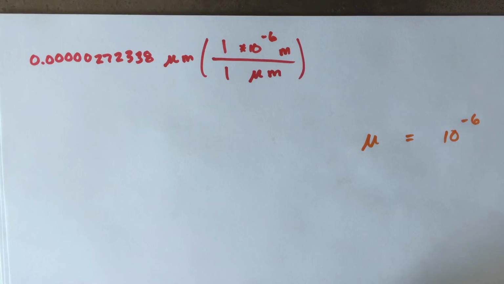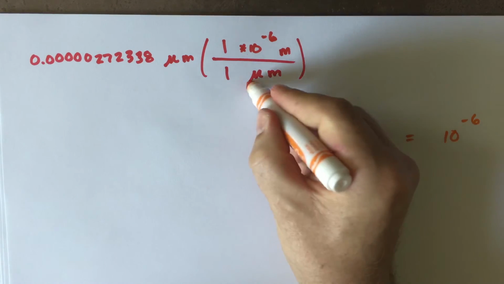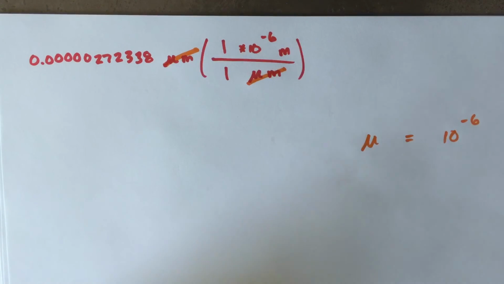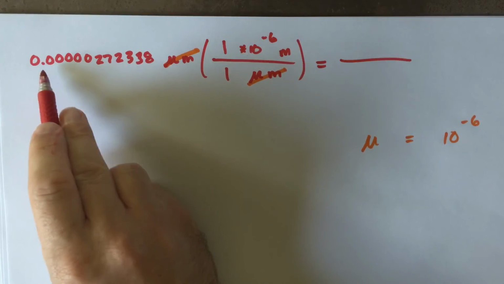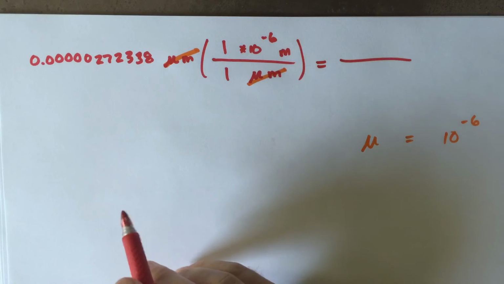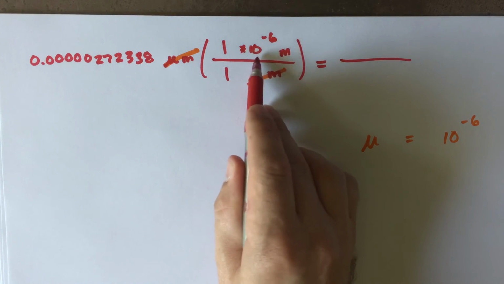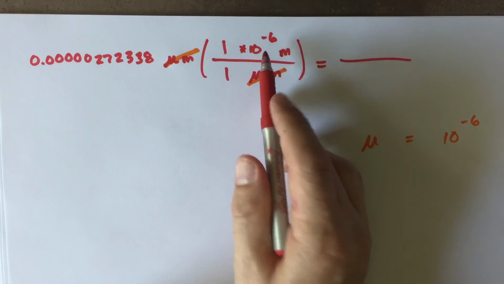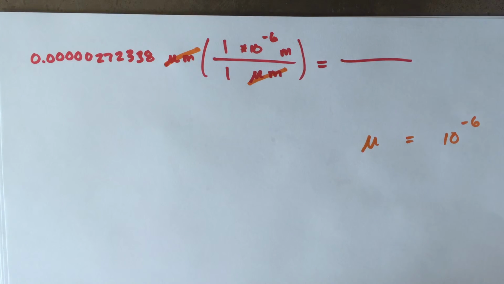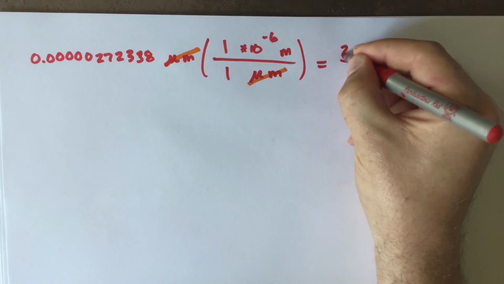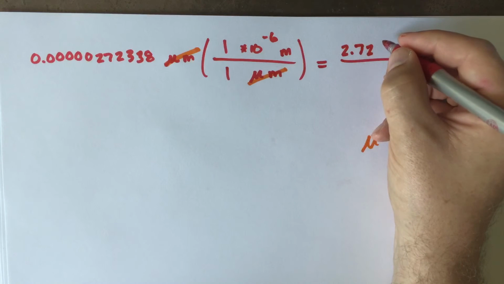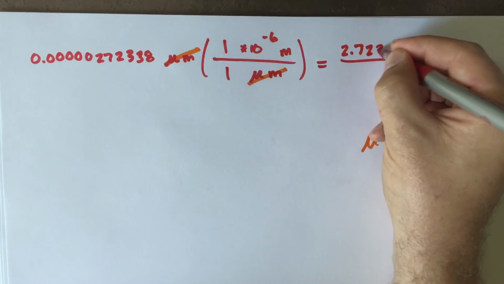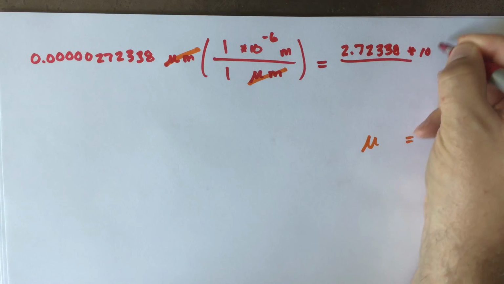Excellent. This is going to allow me, just like before, to cancel out my micrometers on the bottom and my micrometers on the top. And I just have to multiply through. So here's what we get. I'm going to have 0.00000272338 times 1 times 10 to the negative 6. And for a result, I get 2.72338 times 10 to the negative 12.